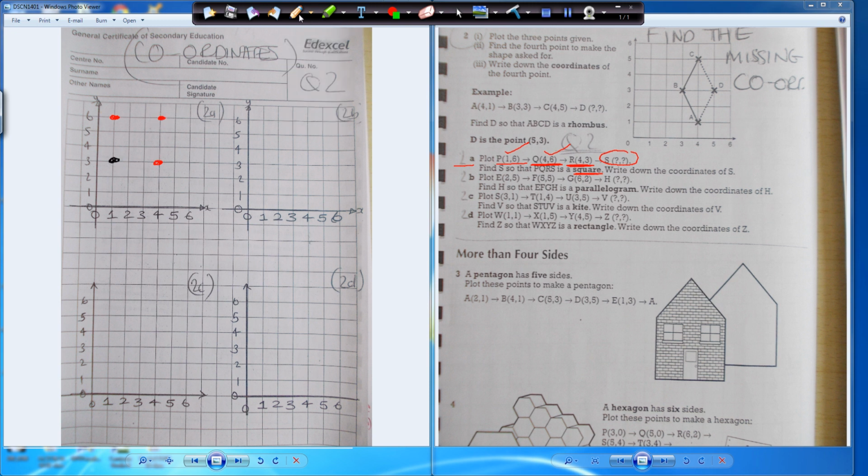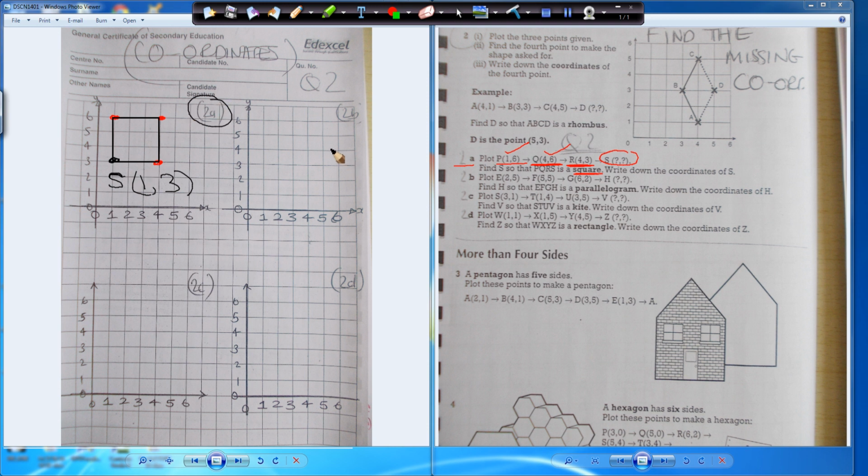1, 3. Okay, let's see if that works. Yep, it does. So what's the answer then for S? 1, 3. So we can say over here, S is 1, 3. That's an S, folks, that's an S. Okay, so I've now done question 2A.